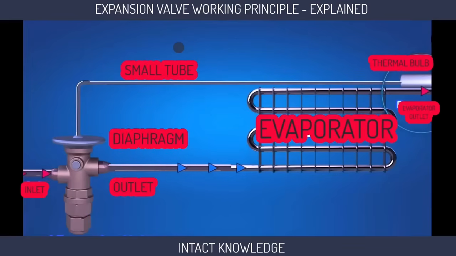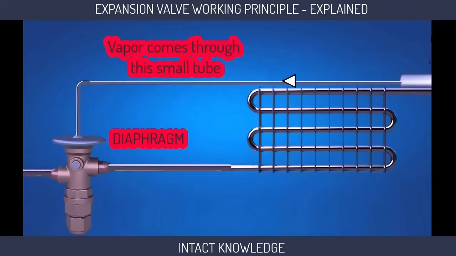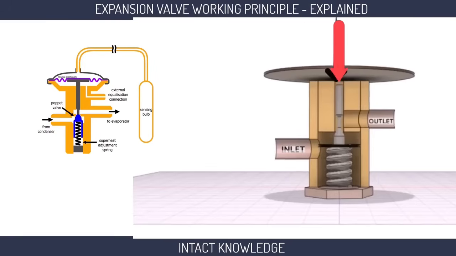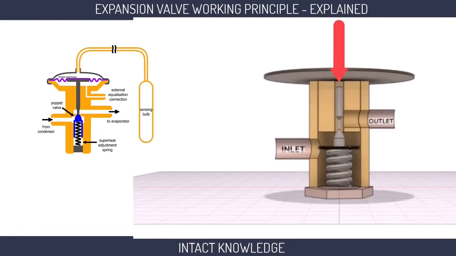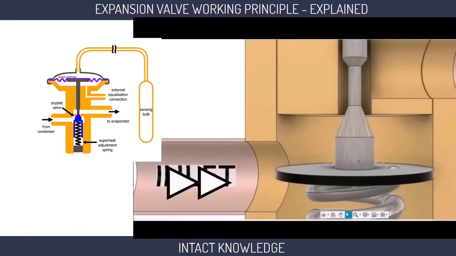A thermal bulb is attached to the evaporator outlet. When the outlet heats up, heat is transferred to the thermal bulb. At that time, the refrigerant inside the thermal bulb will begin to boil and turn into vapor. All this vapor comes through this small tube to the diaphragm in the expansion valve and pushes the diaphragm down under high pressure. This diaphragm is connected to a spring inside the expansion valve. When the diaphragm is pressed down, this spring is also compressed. Now, the refrigerant passage increases and more refrigerant goes to the evaporator.